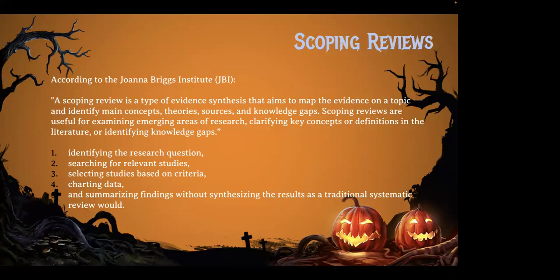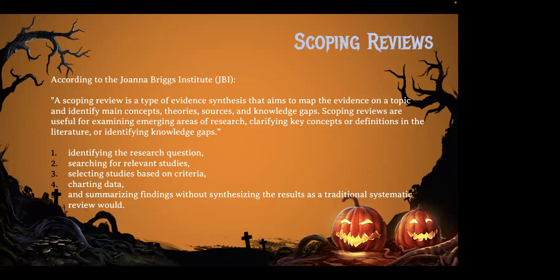But a scoping review is a type of evidence synthesis that aims to map the evidence on a topic, identify main concepts, theories, sources, and knowledge gaps. Scoping reviews are useful for examining emerging areas of research, clarifying key concepts or definitions in the literature, or identifying knowledge gaps. So there are several steps in JBI's framework for scoping reviews that includes the following steps below.